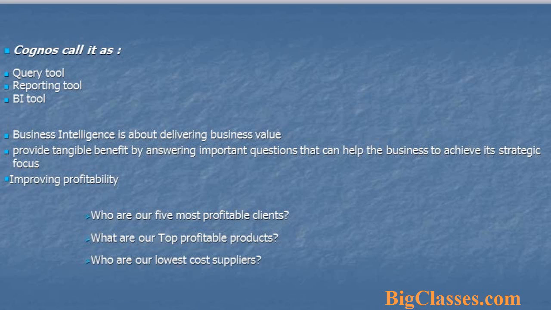Let us say Wipro has 1,000 clients. They want to find out which are in the top position, which are giving the best revenue. So they can generate a report based on that. They can see the output and finalize which are the topmost profitable clients. We can also find out our top profitable products and the lowest cost per client.